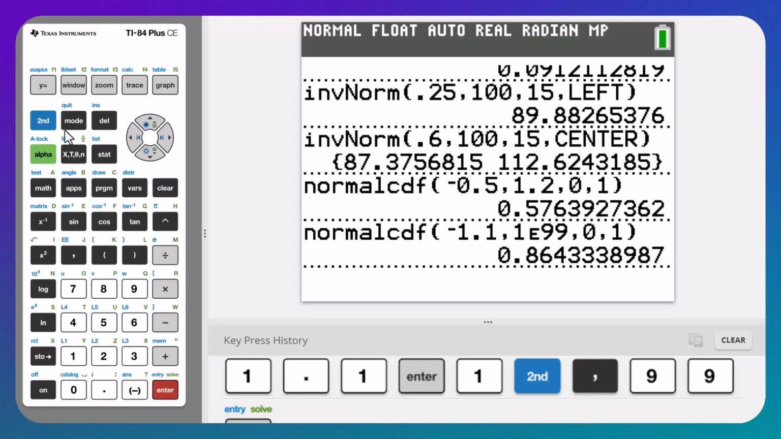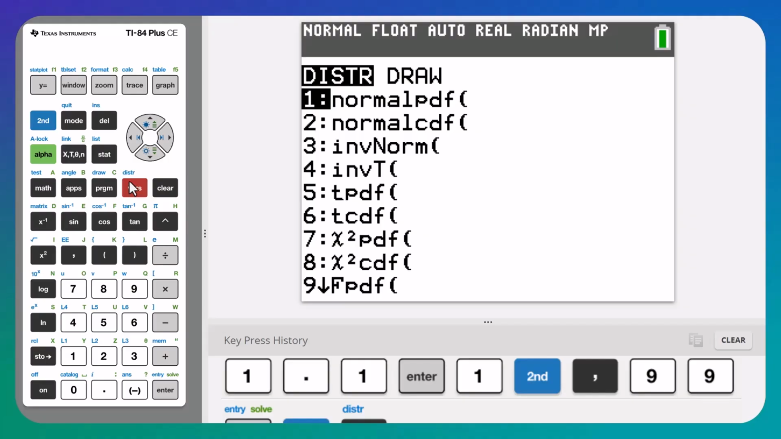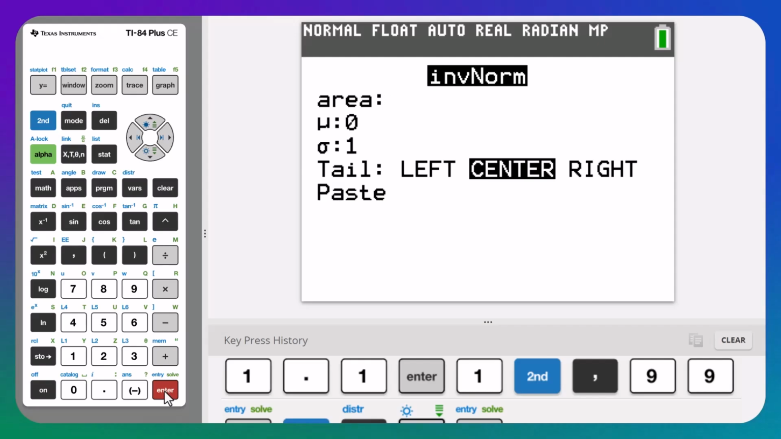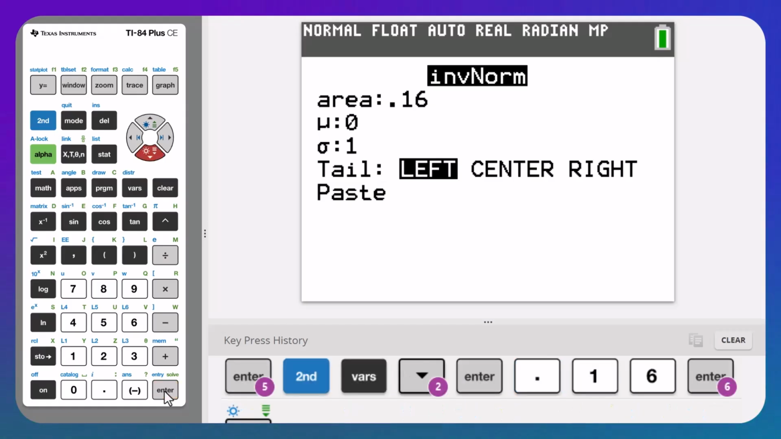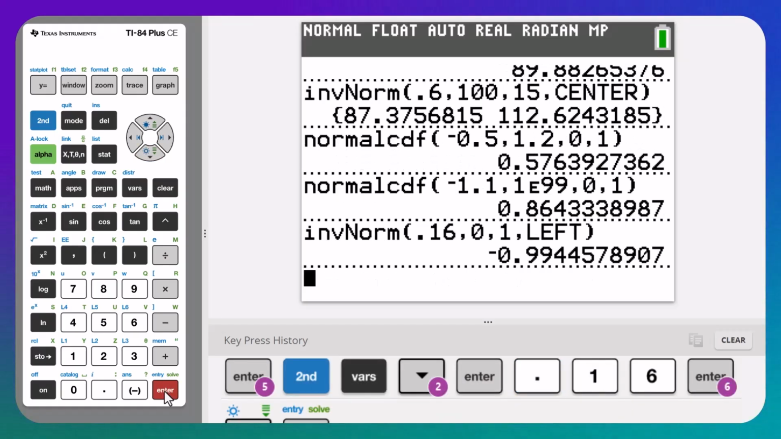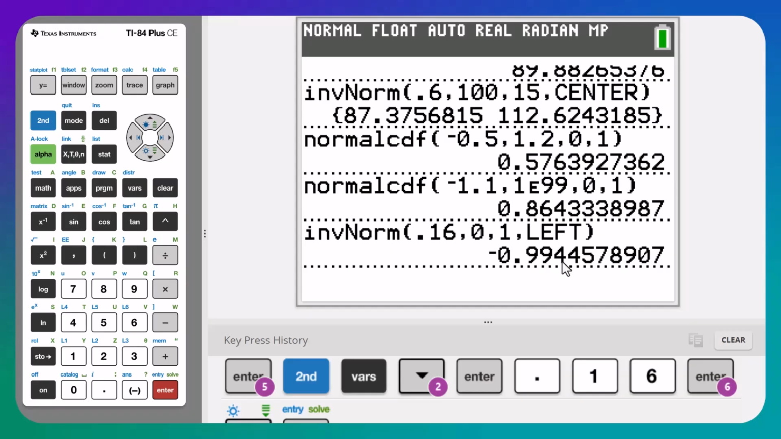Okay, now to find the z-score for problem 7. I'm finding a z-score, so I'm getting a value from the area, so I'm going backwards. Hit inverse norm. The area is 0.16. We're doing z-scores because we don't know the mean and the standard deviation. We know just the mean. So we're going to keep it in z-scores, make sure it's left because we say less than, and then come down and hit enter. And my z-score is negative 0.9945.